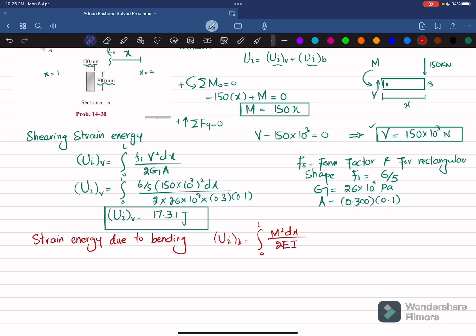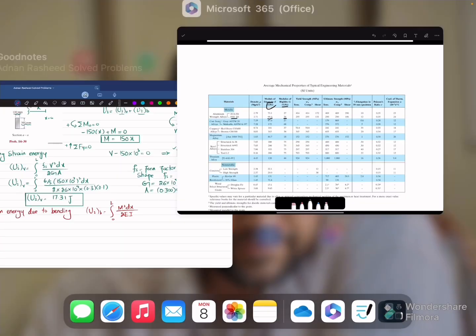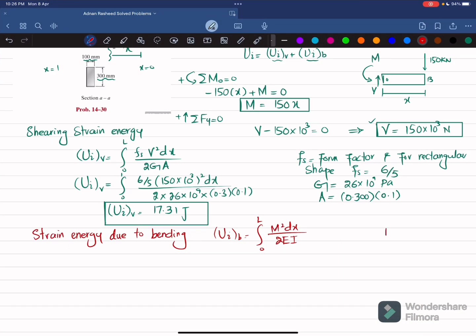What is the value of E? So E can be taken from this table. Again, you can see E is 68.9 gigapascal. So I will write E is 68.9 into 10 to the power 9 Pascal.